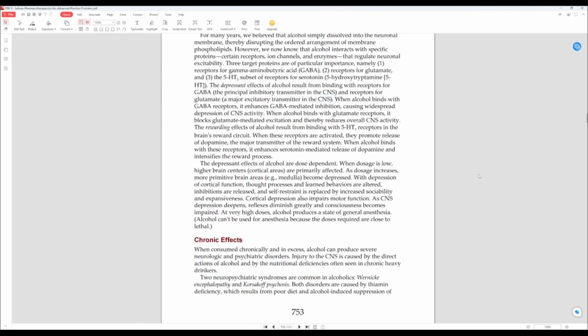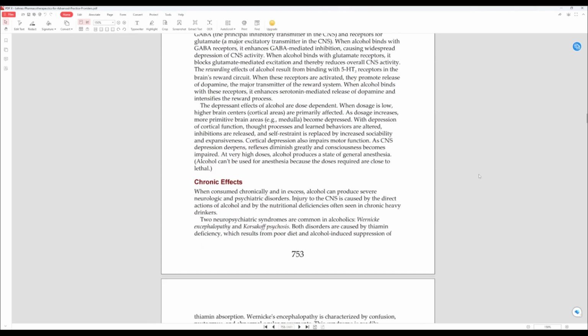The depressant effects of alcohol are dose-dependent. When dosage is low, higher brain centers are primarily affected. As dosage increases, more primitive brain areas become depressed. With depression of cortical function, thought processes and learned behaviors are altered. Inhibitions are released and self-restraint is replaced by increasing sociability and expansiveness. Cortical depression also impairs motor function. As CNS depression deepens, reflexes diminish greatly and consciousness becomes impaired. At very high doses, alcohol produces a state of general anesthesia.